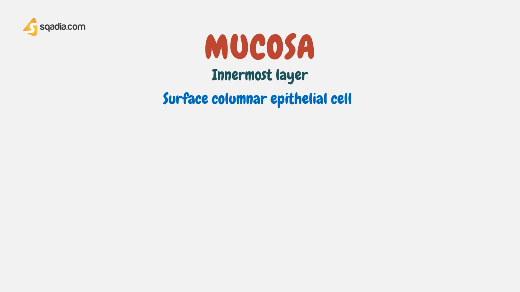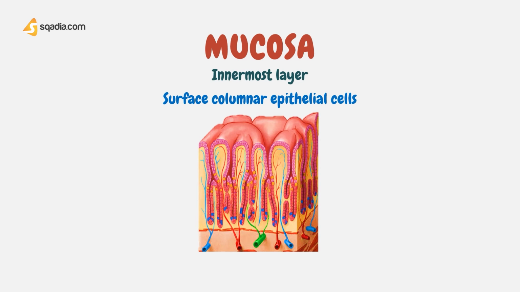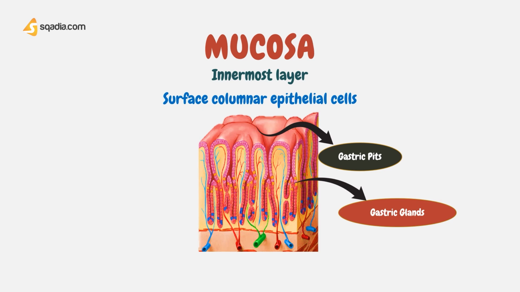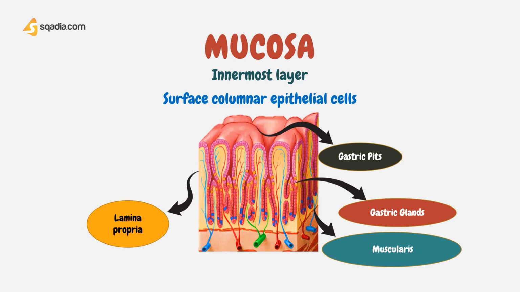Now let us study the mucosal layer of the stomach, which is the innermost layer of the stomach. The mucosa of the stomach is composed of surface epithelium cells, and the mucosa contains many characteristic features. The first one of them are the gastric pits. In the next phase, we have gastric glands, which are, indeed, of prime importance. Then we have a muscularis as part of the mucosa, and the last one is lamina propria. We will study each feature in detail.